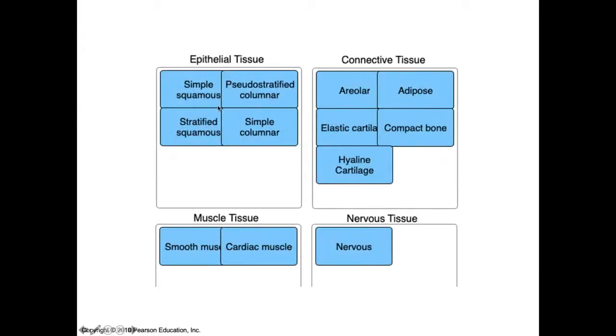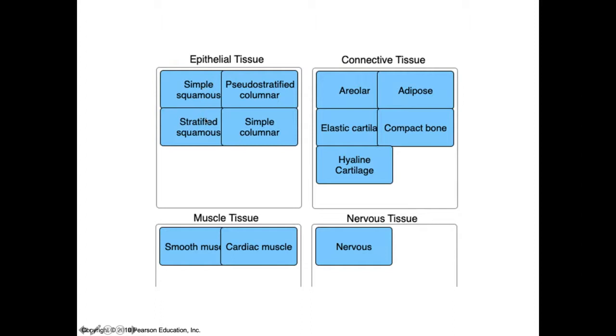Here's another way of drag and drop. We have to drag and drop into the 4 different types of tissue. Is it nervous tissue, muscle, epithelium, or connective? So under muscle, remember muscle is only 3 types, smooth, cardiac, and skeletal. So here we just have to drag and drop cardiac and smooth muscle there. Nervous falls under nervous tissue.